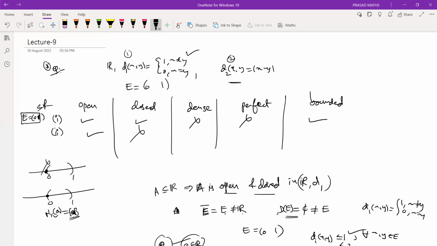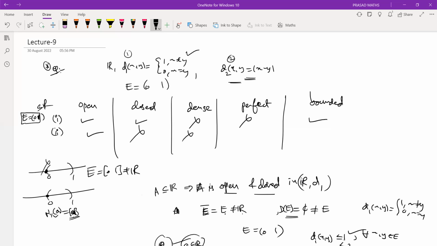Is it dense with respect to the usual metric? No, because the closure of E is nothing but the closed interval [0, 1]. It cannot be the full R. Therefore, it cannot be dense in R with respect to the usual metric.